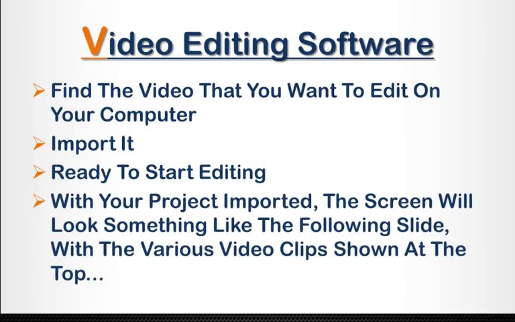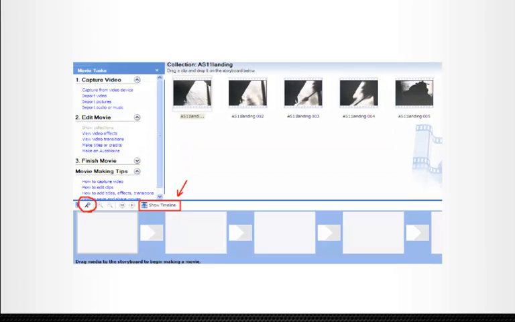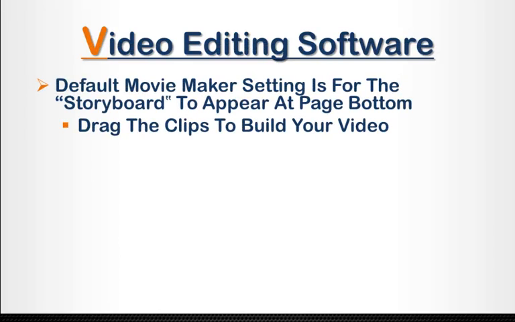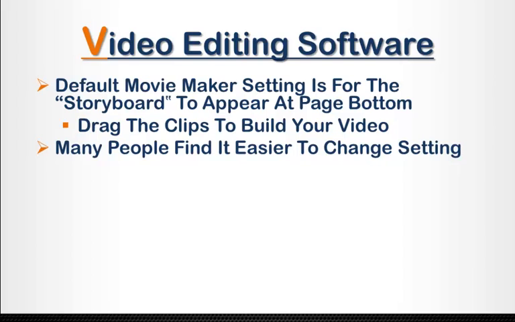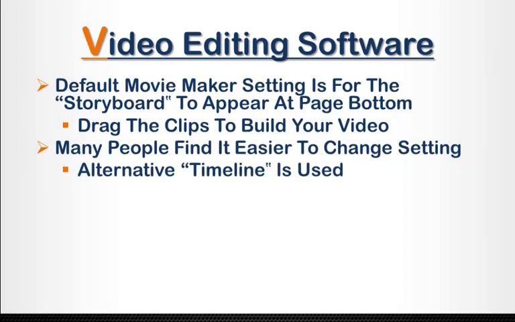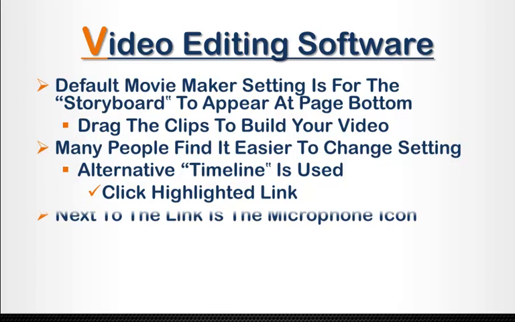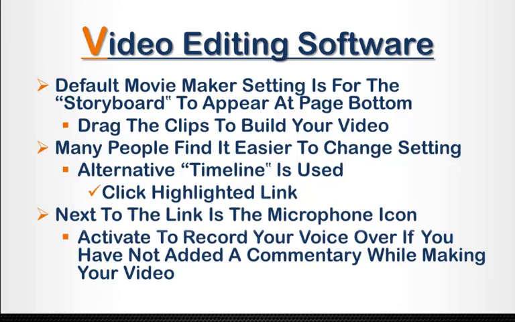With your project imported, the screen will look something like this with the various video clips shown at the top. The default Movie Maker setting is for the storyboard to appear at the bottom of the page, to which you drag the clips to build your video. However, many people find it easier to change the settings so that the alternative timeline is used, which you do by clicking the highlighted link. Next to the link, you can also see the microphone icon, which you activate to record your voiceover if you have not already added a commentary whilst making your video.